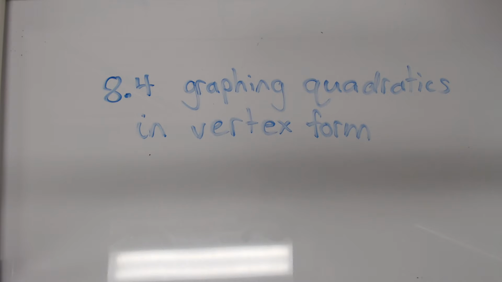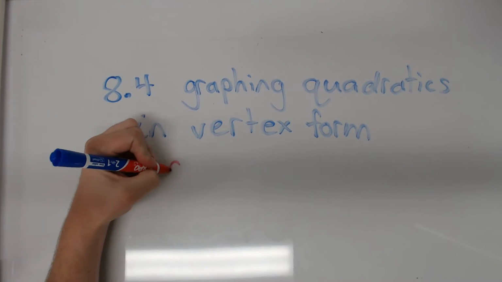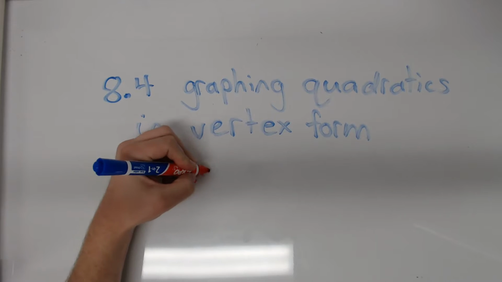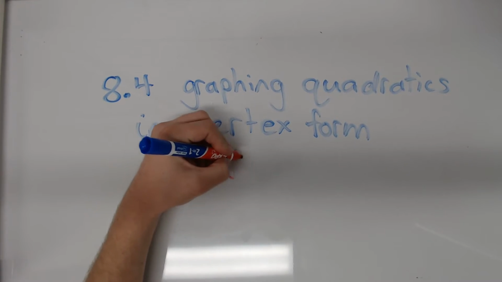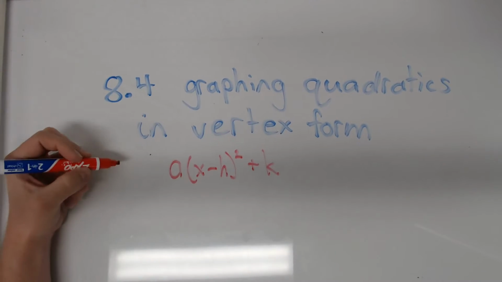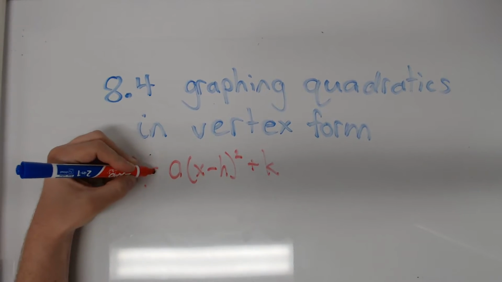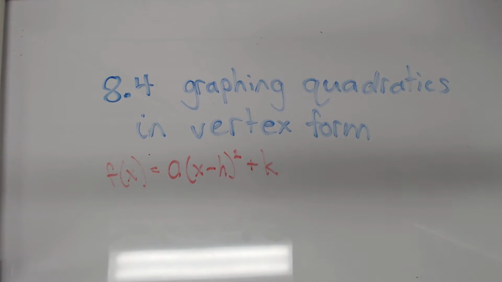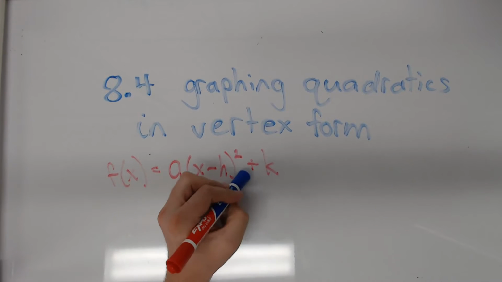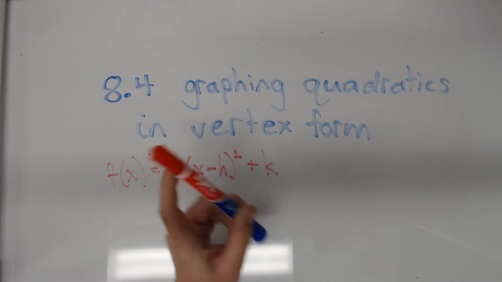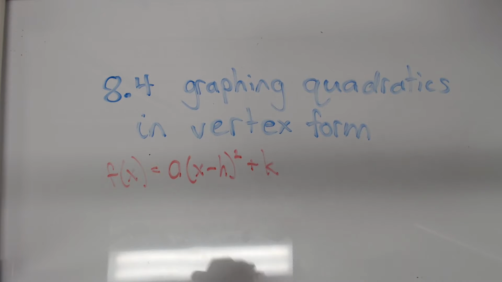Lesson 8.4 is about graphing quadratics that are in vertex form. So what vertex form means is this new format. f of x equals a, and then in parentheses, x minus h squared plus k. So just real quick rundown.